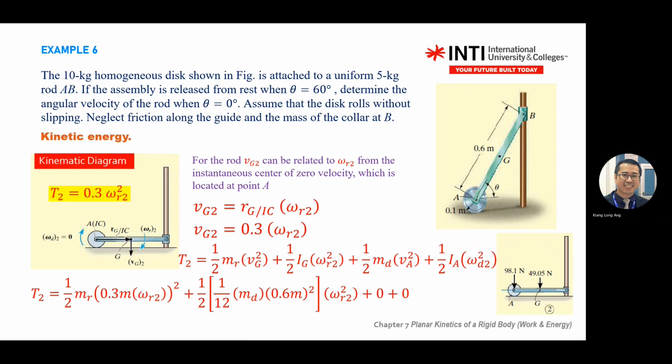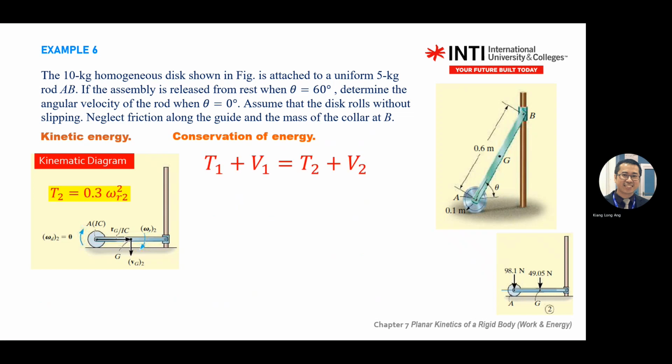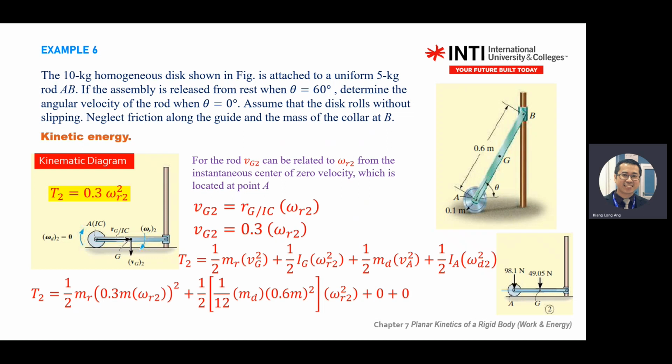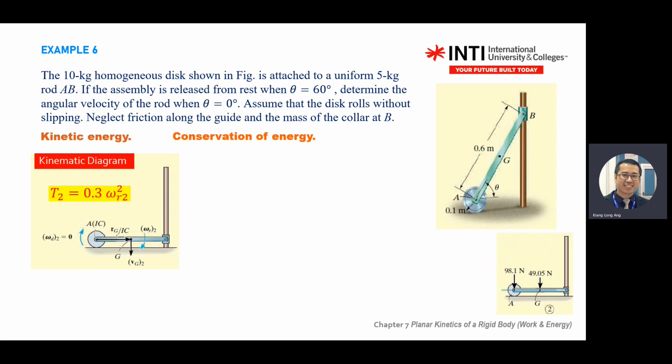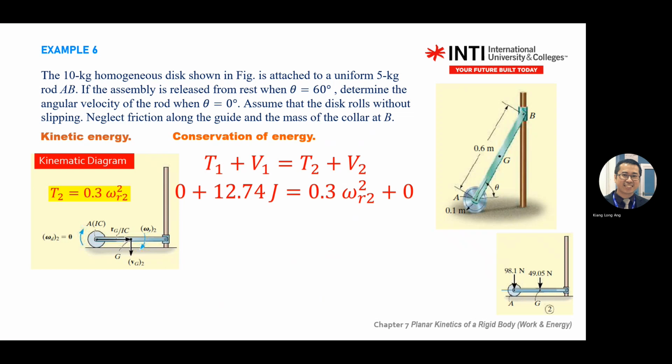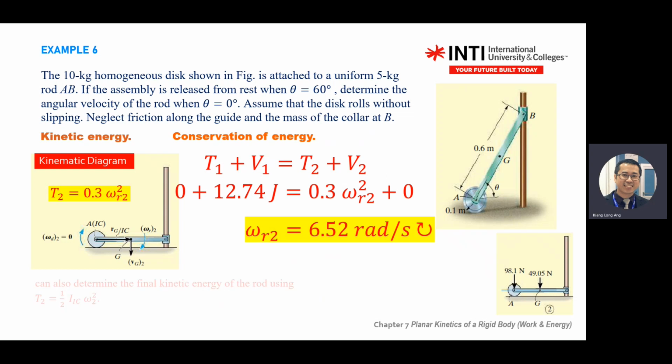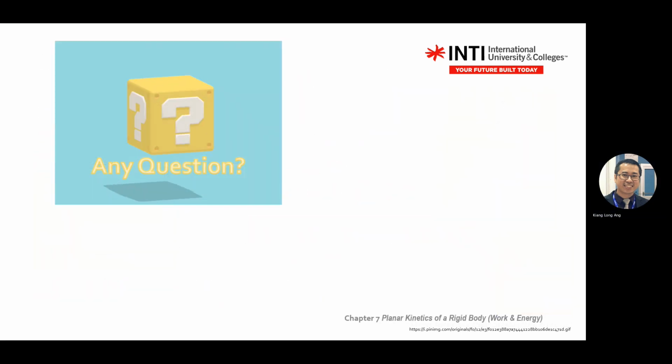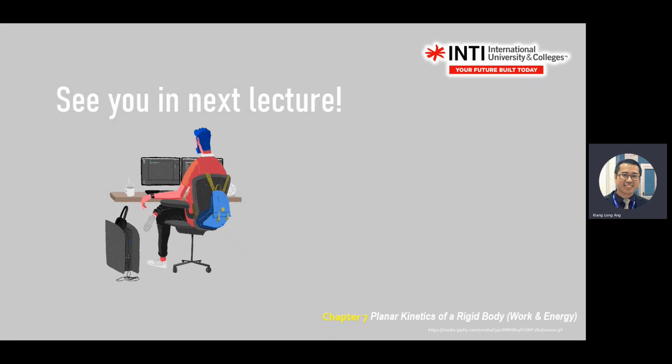So you substitute, and T2 you arrive at one answer: T2 equals something times omega squared. Then you group them under conservation of energy. Kinetic plus potential before equal to after. You put in all the unknowns. You only solve for omega. T2 also can be found by IC omega squared if you want. It's a solution for that. Okay, with this, we conclude chapter 7 and also conclude this module.